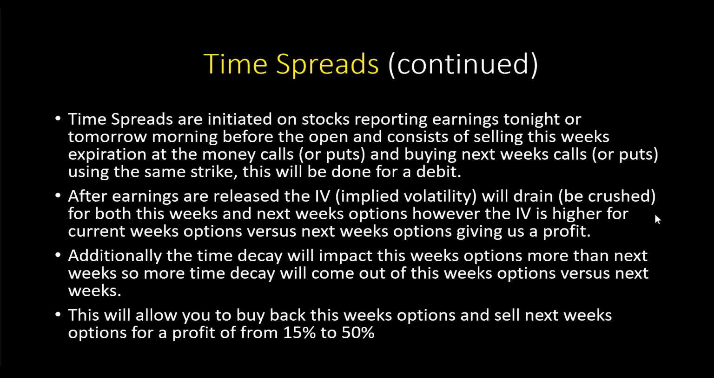All right. So again, after the earnings are released, the implied volatility will drain or be crushed from both this week's and next week's options. However, the implied volatility is higher for current week's options versus next week's options, giving us a profit. Now, one additional element that adds profit to our trade is the time decay that's going to be impacting this week's calls that we sold.